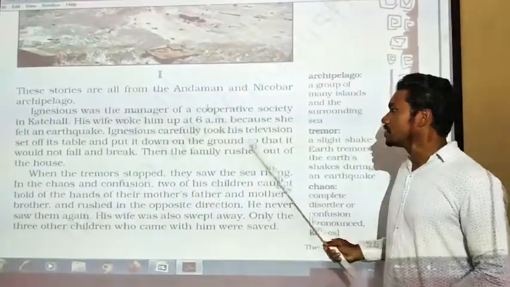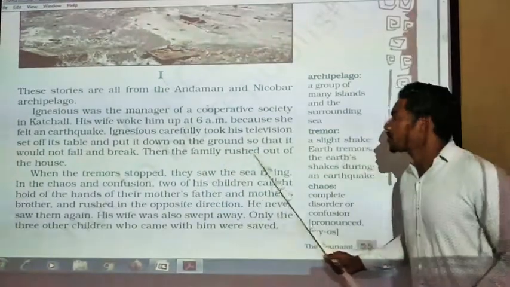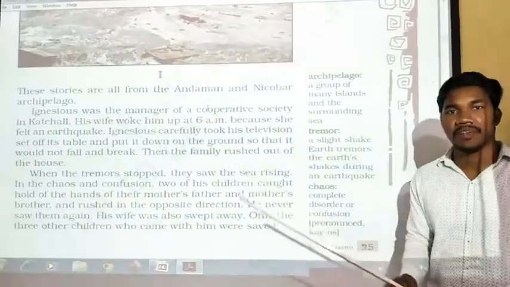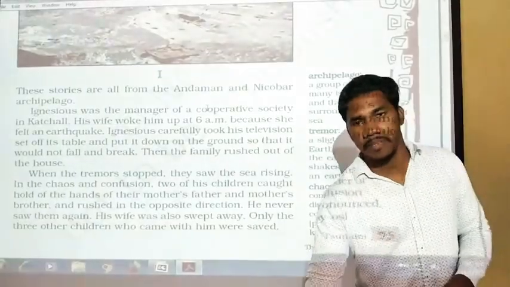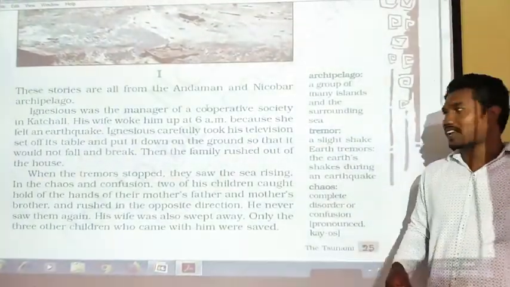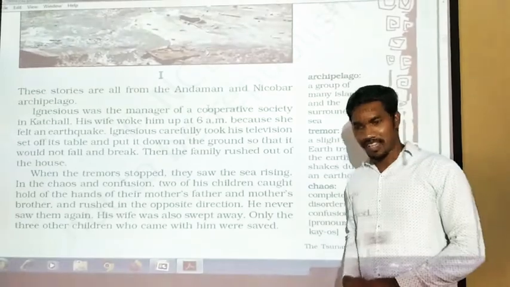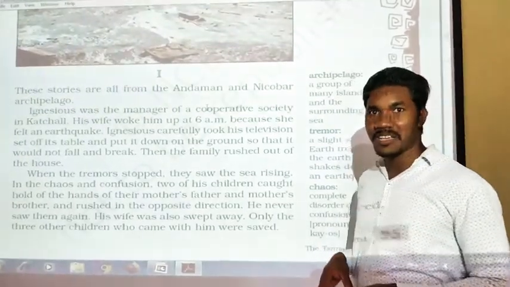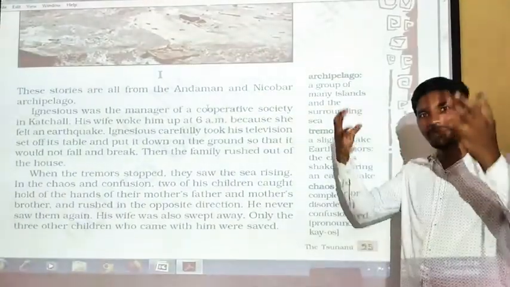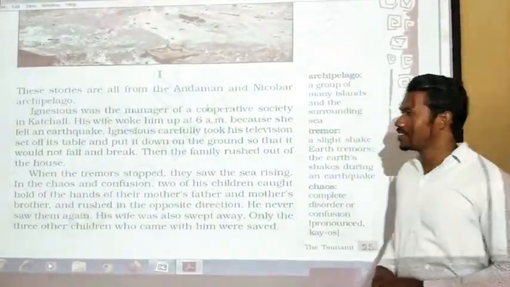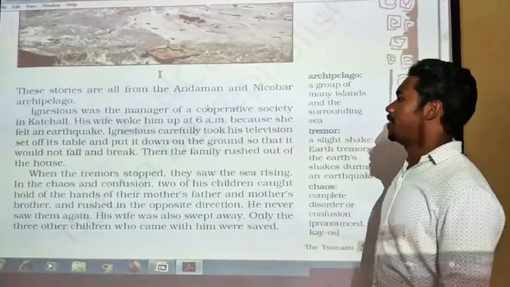Then the family rushed out of the house. The whole family is rushing out of the house. Every member of the family got up early in the morning and they are just running away from the house. Why are they running away from the house? Because of the earth shaking. What may happen? The building may also collapse. So therefore they are trying to save their life.